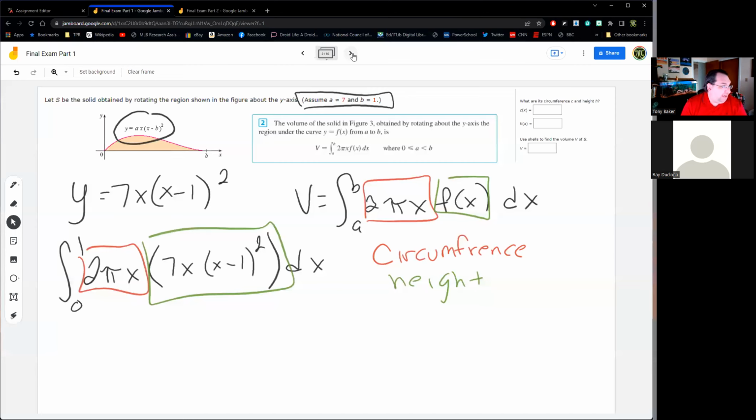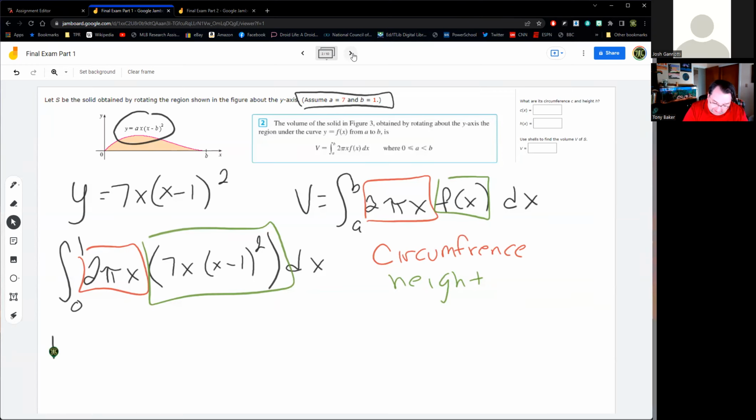Now I can do my integral, so I can pull out all the stuff that's just constants. I can pull out 14 pi, and I have x minus 1 squared. I can FOIL that part out right there. I get x to the third minus 2x squared minus x.